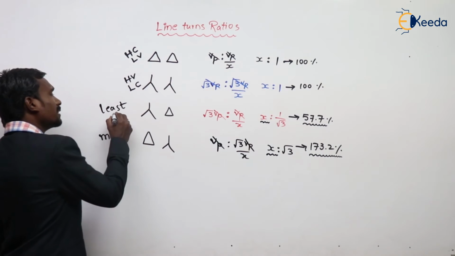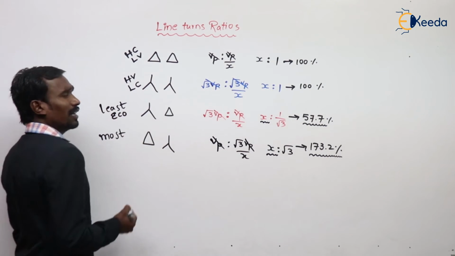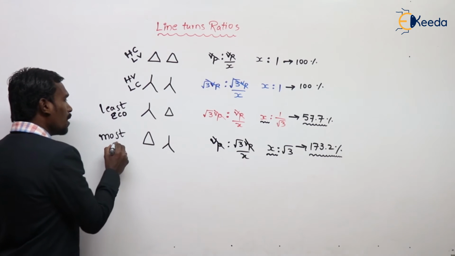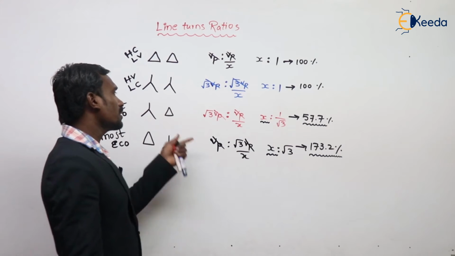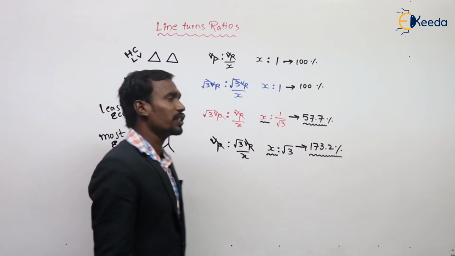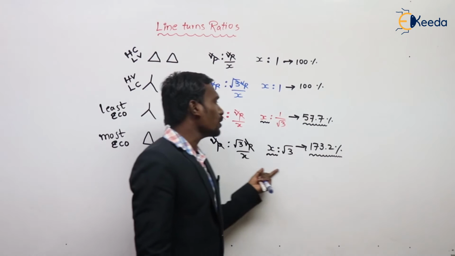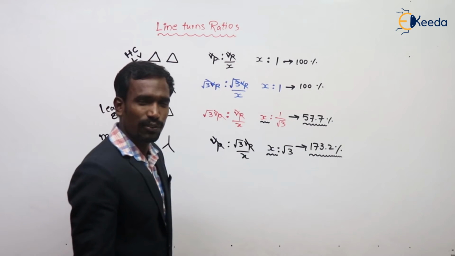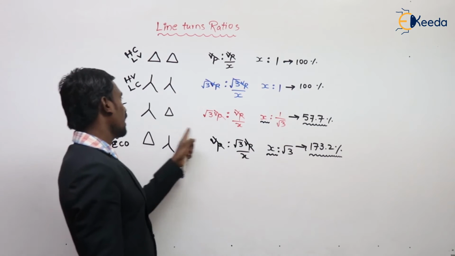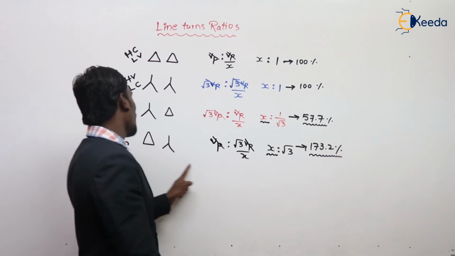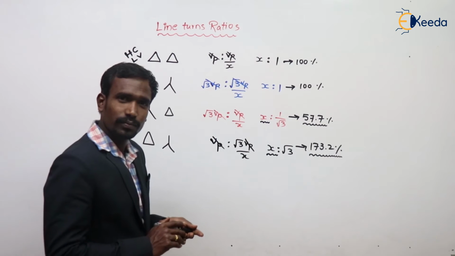That's why star-delta is the least economical and delta-star is the most economical configuration, because for the same number of phase turns, one produces less voltage and the other produces higher voltage.